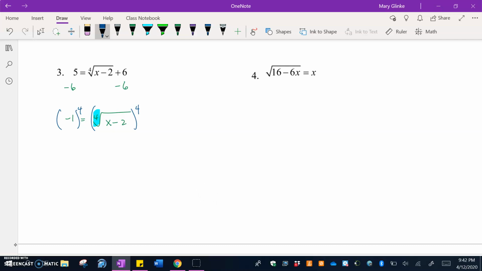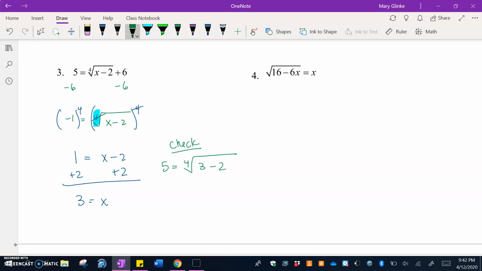-1 to the 4th power is just 1. On the other side, the fourth root and the fourth power are inverse operations. They undo each other. We're left with x minus 2. We're going to add 2 to both sides, and we get x equals 3. Before we say that this is our answer, though, we're going to check once again. We're going to get 5 equals the fourth root of 3 minus 2 plus 6.